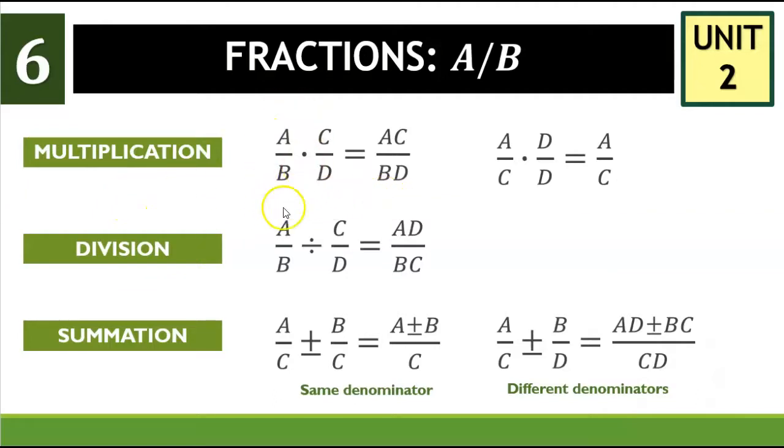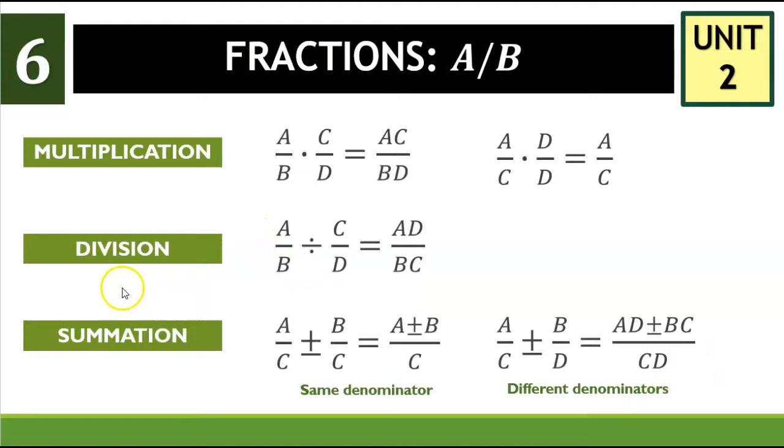If we multiply two fractions, the result is equal to the multiplication of the numerators divided by the multiplication of both denominators. If we multiply two fractions and we find that the numerator and the denominator have similar terms, we can simplify them.